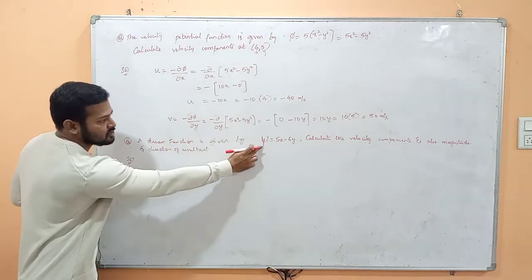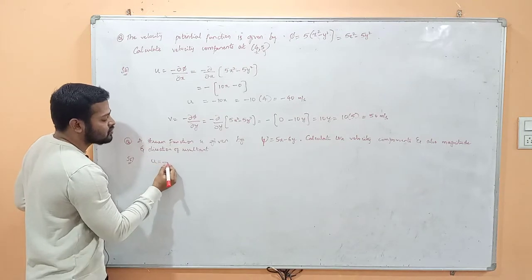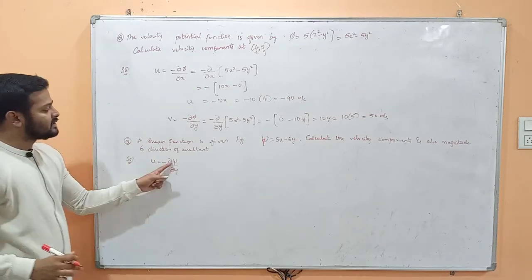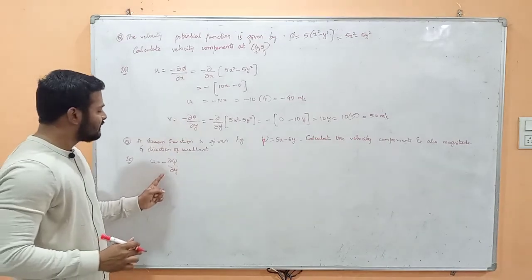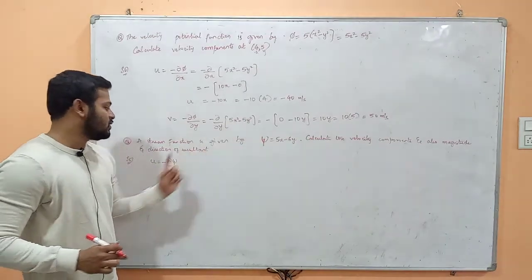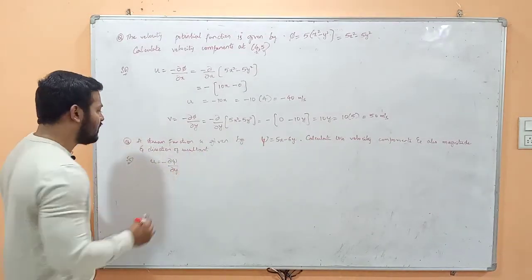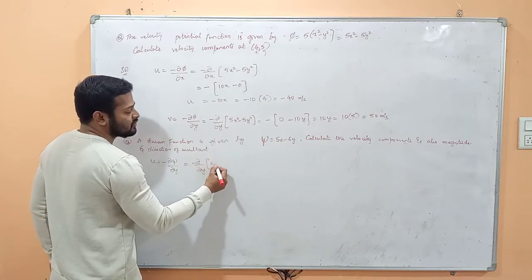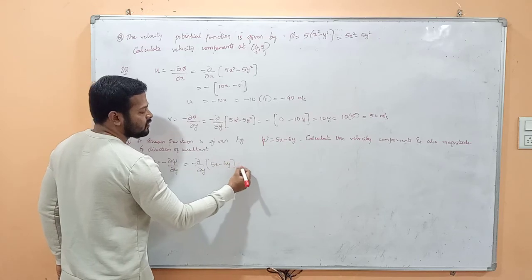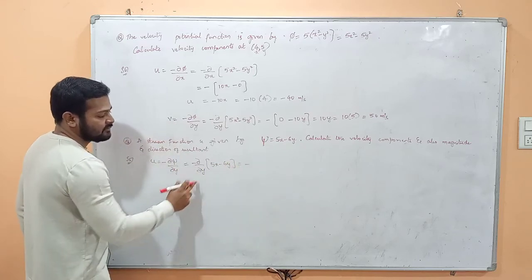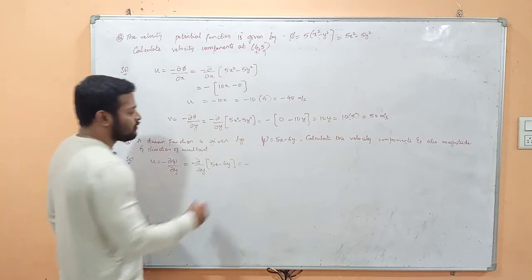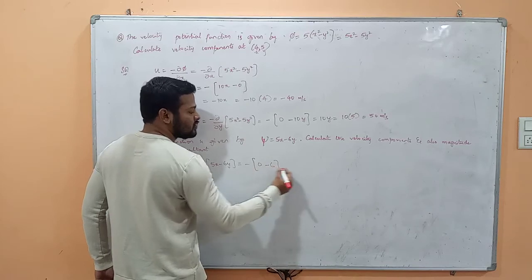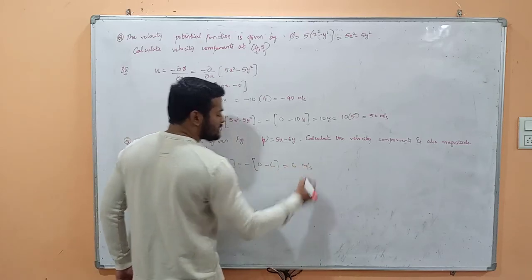So psi is given. So we know the formulas of psi. u is equal to minus ∂psi/∂y. Be careful, this is psi and this is phi. The formulas are different. So minus ∂/∂y of psi, which has been given in the question, 5x minus 6y. So minus is common. You have to partially differentiate with respect to y. So what will you get? This will be 0 and this is minus 6. So minus into minus gives plus 6 meters per second.